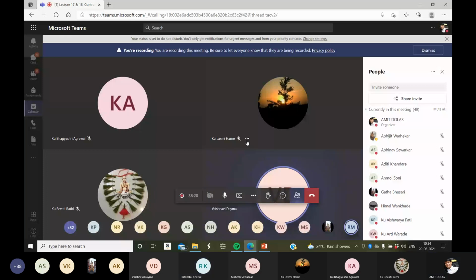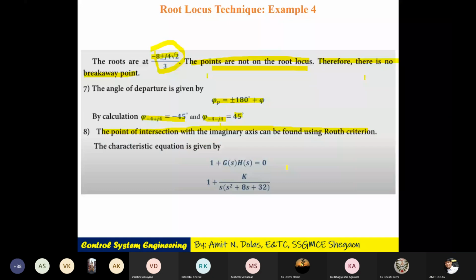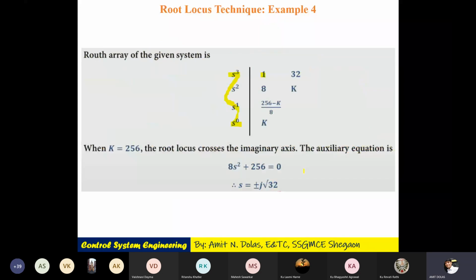This PPT? Can you tell me from point number 7 or 8? 8. Okay. So this is just what we took. We took the characteristic equation equal to 1, and then got the terms in the form of s to the power 3, s to the power 2, s to the power 1, s to the power 0. The last term will be k is equal to 0. And then we have the Routh array.